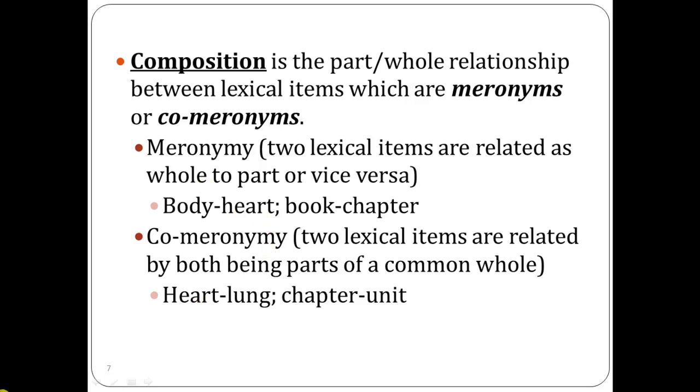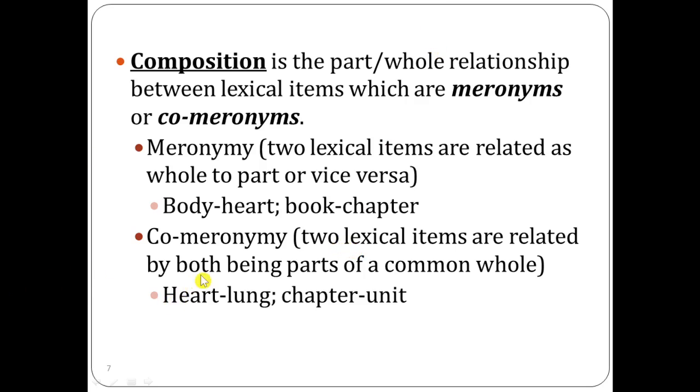Next is about composition. Composition is the part or whole relationship between lexical items, which are meronyms or co-meronyms. Meronymy is when two lexical items are related as whole to part or vice versa. For example, body and heart. So heart is a part of the body. Book and chapter. Chapter is a part of a book.